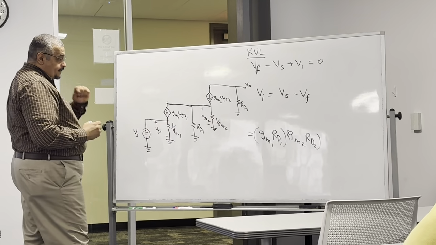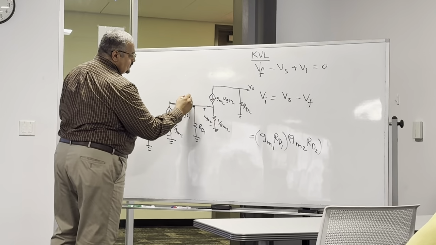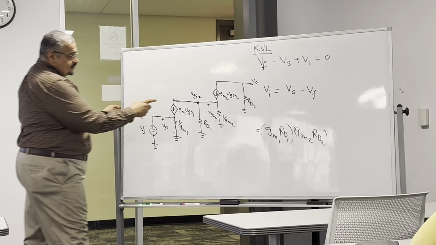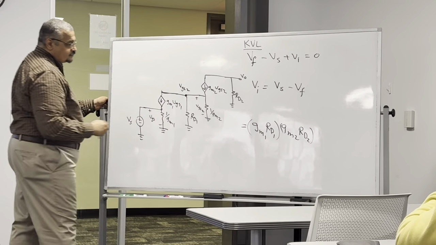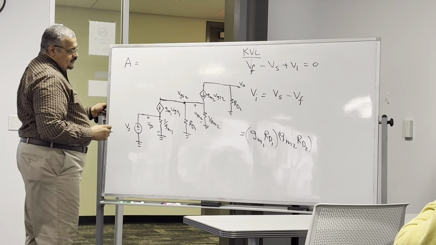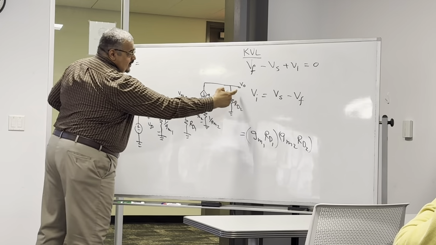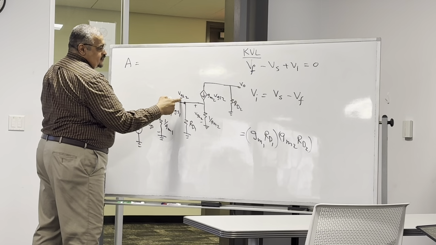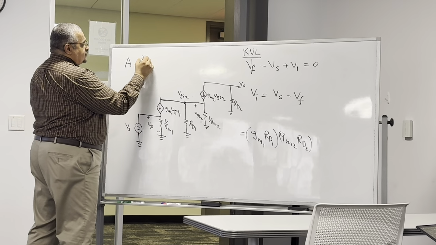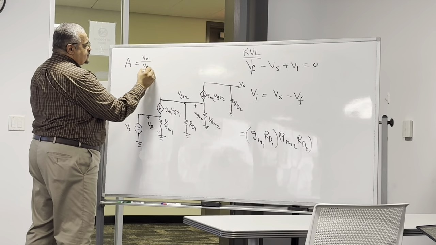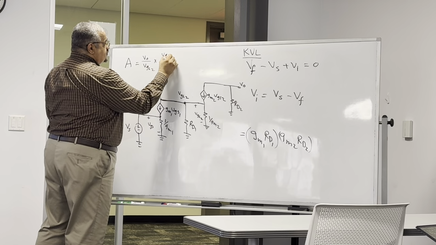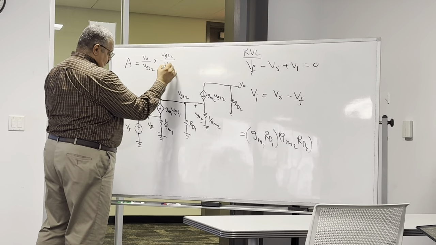Right. So this node is VGS2. From this point to the ground is VGS2. Now what's the gain? The gain is V out over VGS2 times VGS2 over VS, right? V out over VGS2 times VGS2 divided by VS.